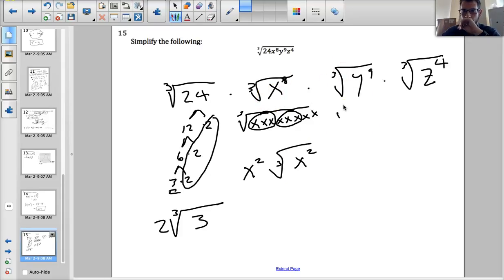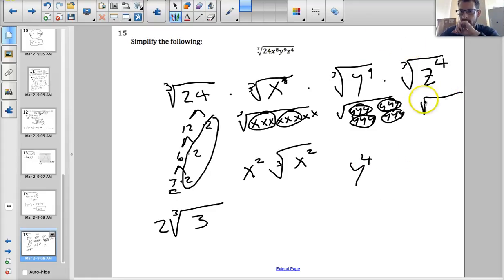Here, I'm going to be able to pull out all of my y's. I've got 9 y's, which is 1, 2, 3, 4 groups of y, so I'm going to have y to the 4th on the outside. Nothing left inside the radical. And in terms of my z's, I have 4 of them. I'm looking for groups of 3, which means that I can pull out a single z, and I'm going to have a single z trapped inside.